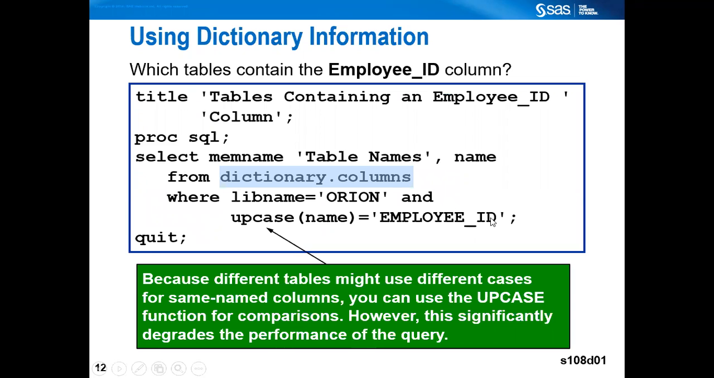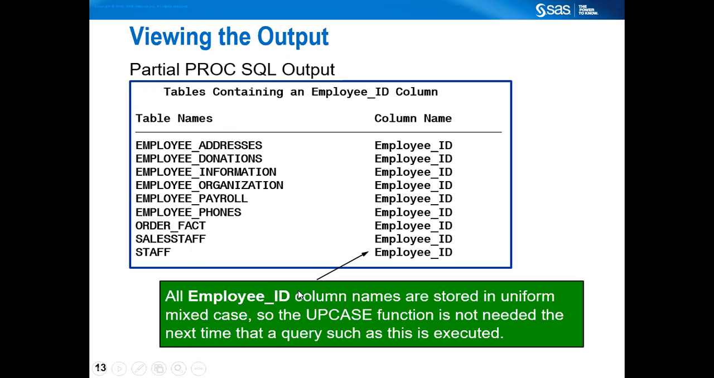Because you never know whether it is in upcase in every table or in proper case or in small case. Hence you try to give this as a universal way of searching it. So this is what it's giving you, employee IDs. So see, all employee ID column names are stored in uniform mixed case. So the upcase function is not needed the next time that a query such as this is executed.